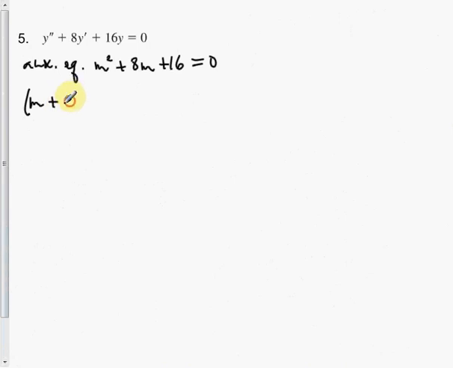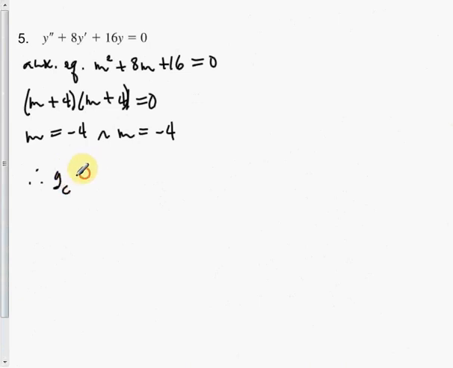So this is m plus 4 times m plus 4 equal to 0. And so m is equal to negative 4 and m is equal to negative 4. So you see the repetition, right? The repeated roots. So then we write our answer, we go right to it, because we know how that form is to look for the solution. We just got through working that stuff out.